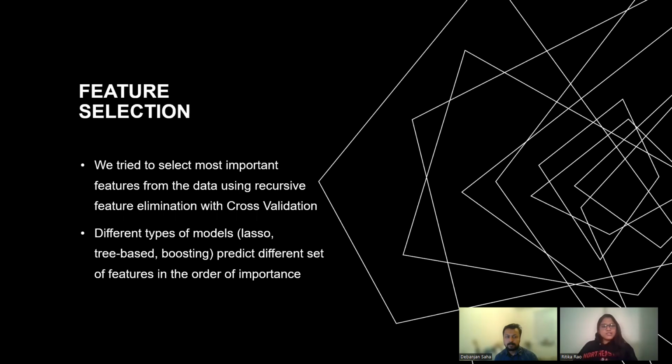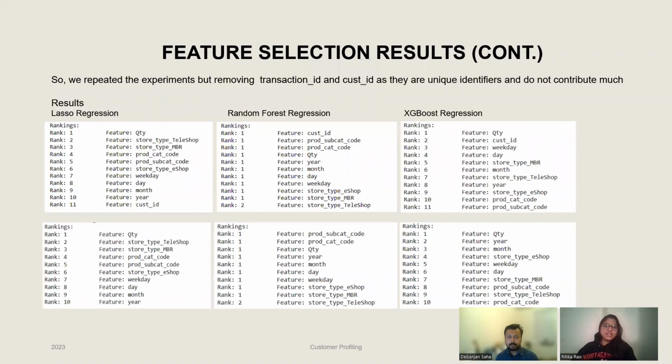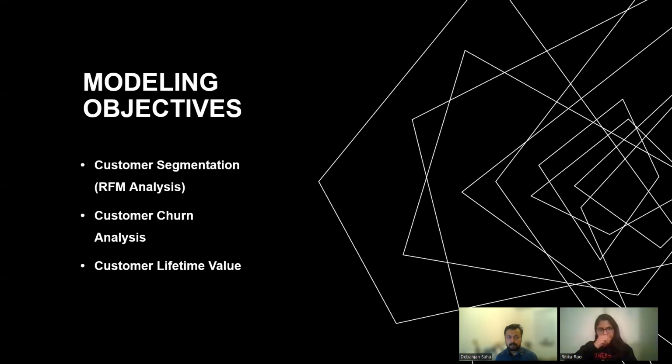Under feature selection, we tried three different types of models, essentially lasso, tree-based, and boosting models, to find the feature order of importance. Next slide. What we found was, according to all three, there was a different order of importance for each of them. So we tried to remove the transaction ID and customer ID and try it again, but the outcome was still non-conclusive. So we just went ahead with all of our features.